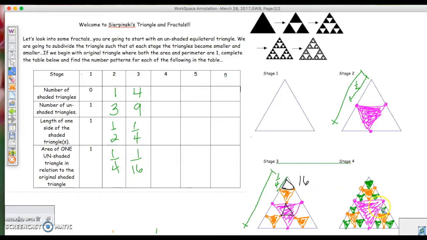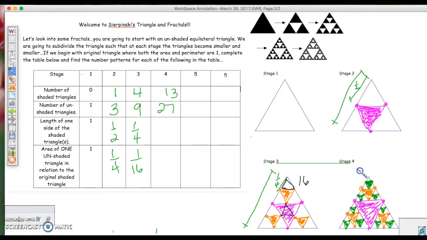Okay, so now, again, I would go over here into my stage 4, and again, we're going to go and fill everything out. The number of shaded triangles, 1, 2, 3, 4, 5, 6, 7, 8, 9, 10, 11, 12, 13 of those. Am I right? 4, 4, 4. Yep, there's 13 of those. And then you talk about the number of unshaded triangles. You have 3, 6, 9, 12, 15, 18, 21, 24, 27. So there's 27 of those. And again, give them time to count all of this out.